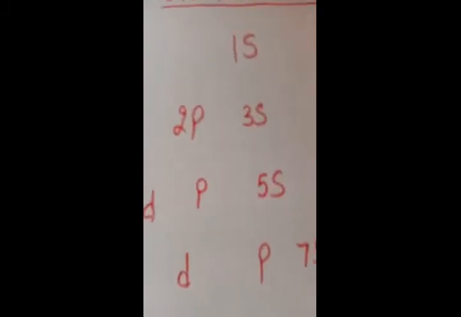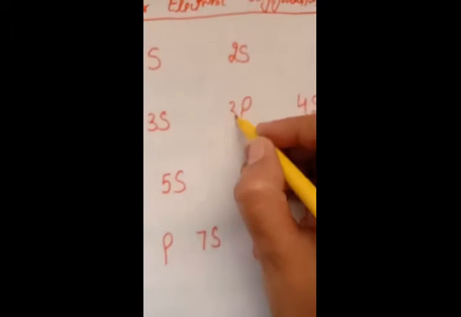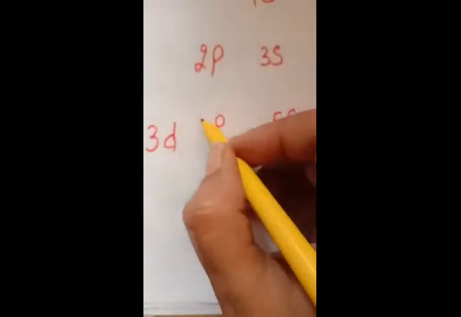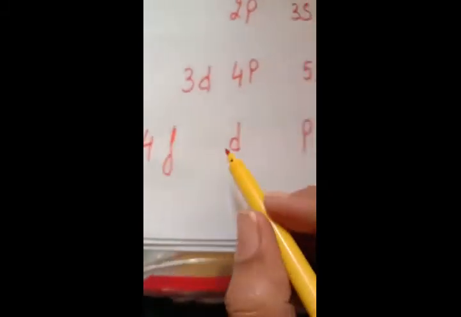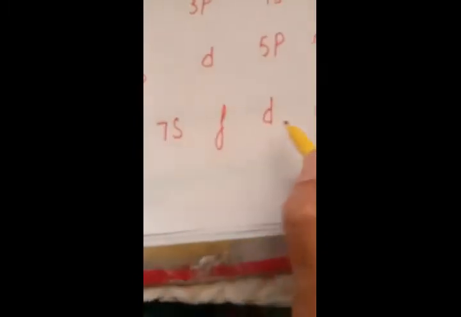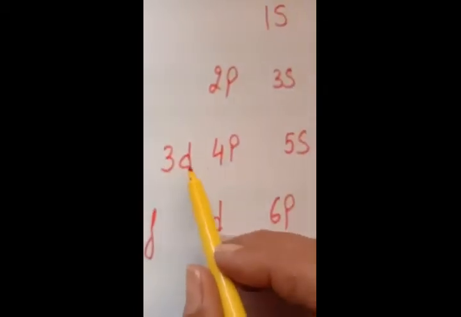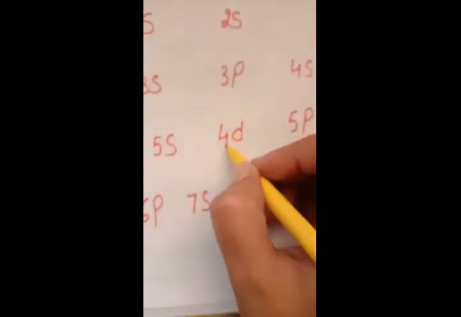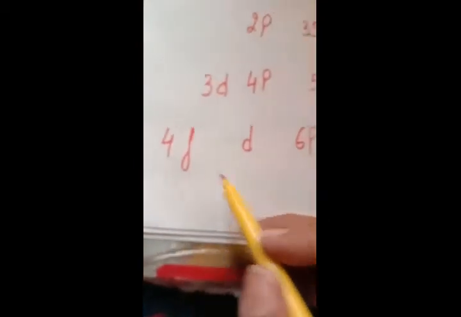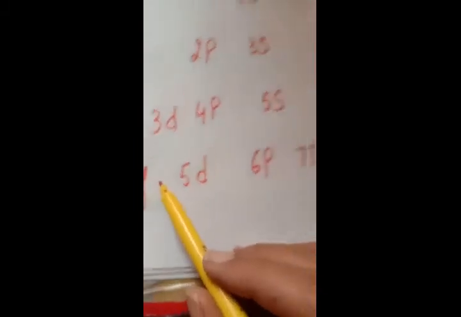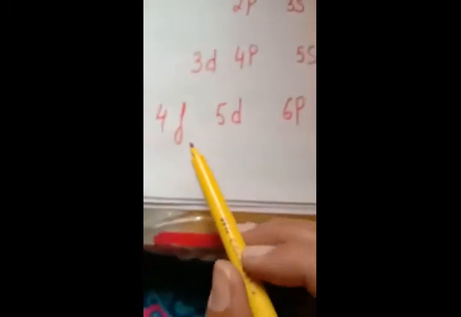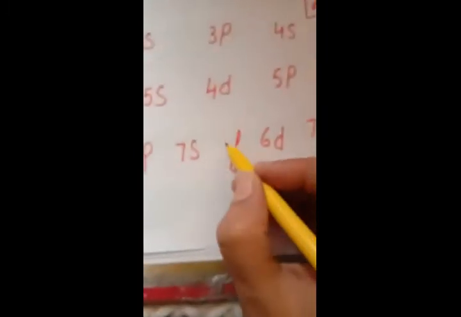Now next with p: 2p, now 3p, it's 4p, it's 5p, it's 6p, and it's 7p. Next is d. I have written here 3d. Now this one is 4d, 5d, 6d. Now we'll start with f. In these lines nowhere have I written f; in the last lines only, it's 4f and this one is 5f.